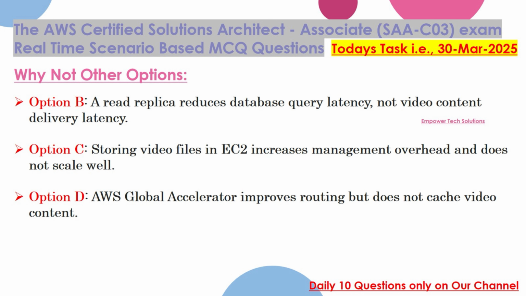Why not other options? Option B. A read replica reduces database query latency, not video content delivery latency. Option C. Storing video files in EC2 increases management overhead and does not scale well. Option D. AWS Global Accelerator improves routing but does not cache video content.